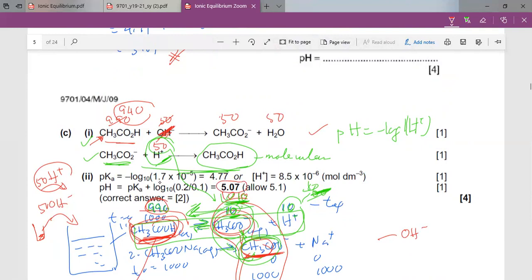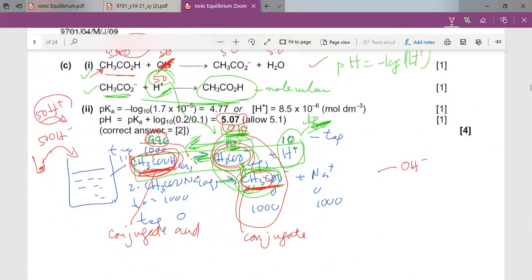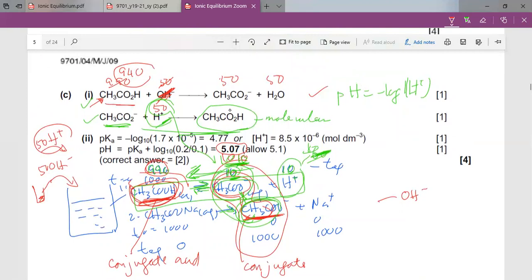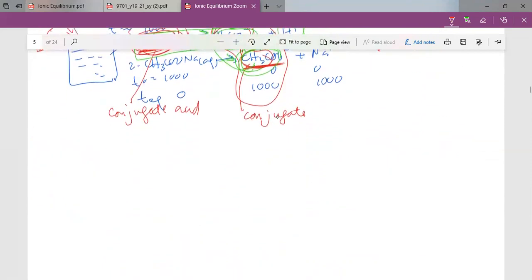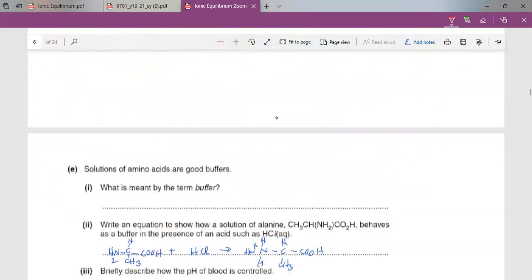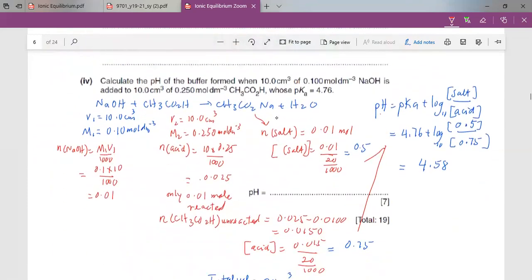Right, now we talk about this already. I don't know where I talked about this. I guess, yeah, okay. Next one, calculation of phosphate. Number 6, page 6. Here we are, another one.